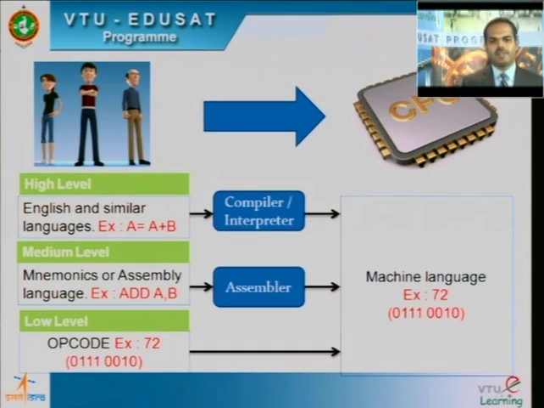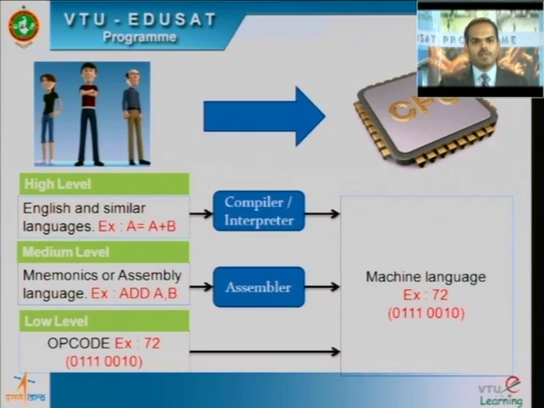Now, there are different ways to communicate with the CPU. We classify them as high level languages, medium level languages, and low level languages. What the CPU finally understands is only and only machine level language, because it is constructed out of transistor circuits.